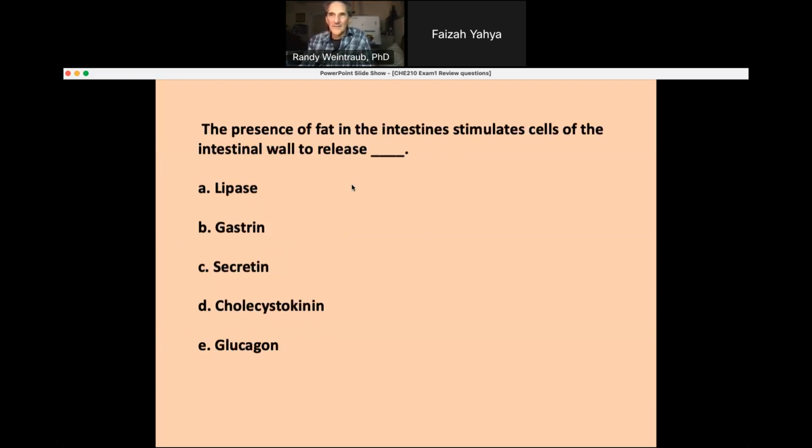And the fat cells, the fat, we're trying to digest fat, what, in the intestinal wall, what's released, which of the hormones, that's cholecystokinin. Cholecystokinin stimulates release of enzymes and bile, indicating that there's fat and protein to be digested.